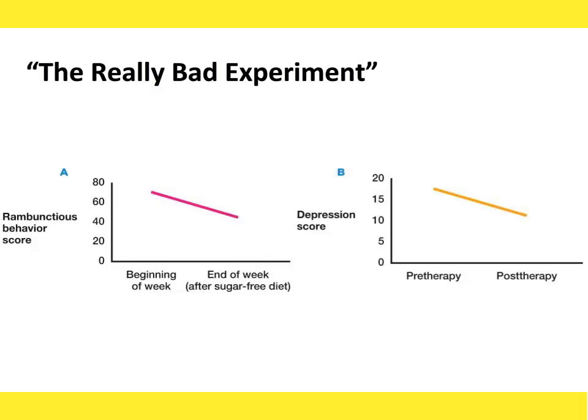So, issues with the design. Well, most importantly, there's only one group. Everybody is receiving the treatment in both A and B. There is no one who did not receive the treatment. There is no comparison group. Again, we cannot just compare to pretest scores. We have to be able to compare to a different condition of some sort.